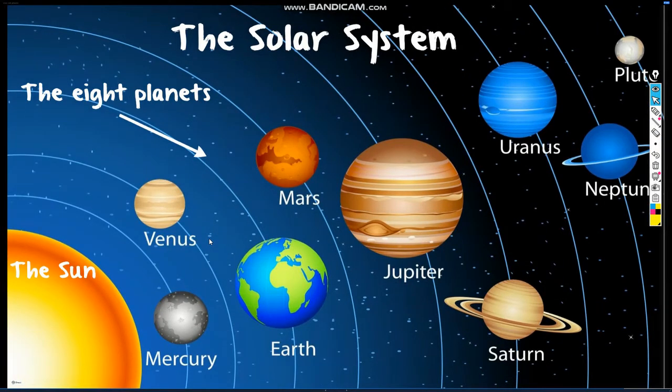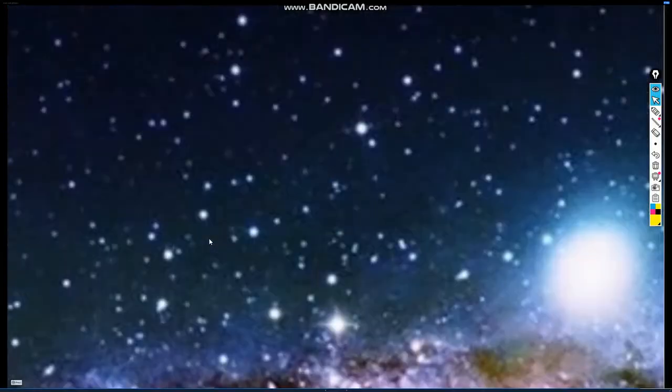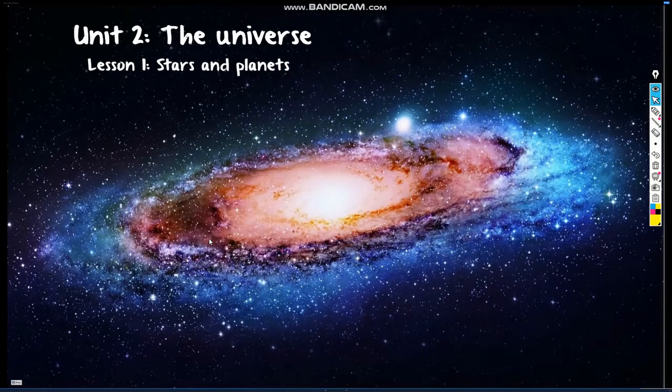As you can see in the picture, there is Pluto, but Pluto is not considered to be in the solar system because it's very small. Now, is that all? No.